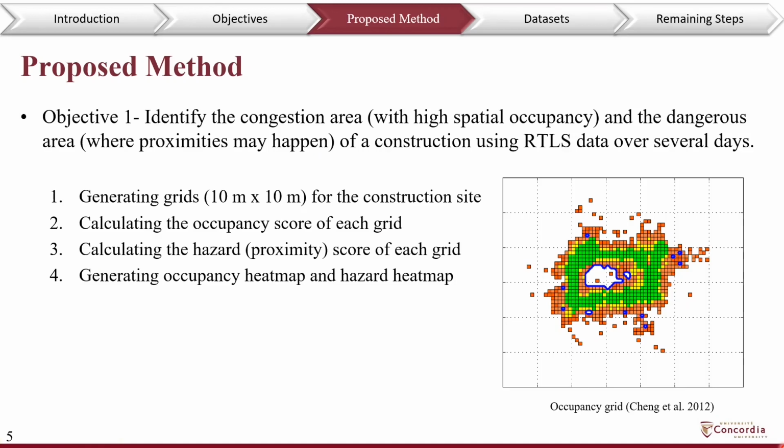First, we will try to identify the congestion area and the dangerous area of congestion using RTLS data over several days. Here, we have a heat map generated by Chung to show the occupancy of the site. In their study, they separated the site into multiple grids, then they calculate the occupancy score of each grid and generate the occupancy heat map. Similarly, in our project, we will generate grids for the construction site, which size will be 10 meter by 10 meter. Then heat map will be generated according to the occupancy score and hazard score of each grid.